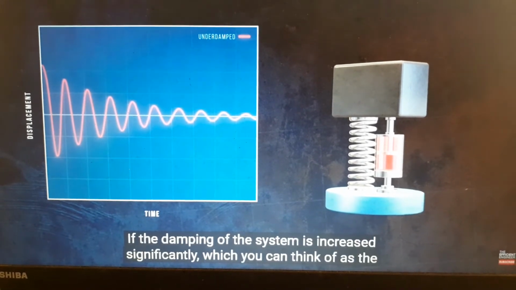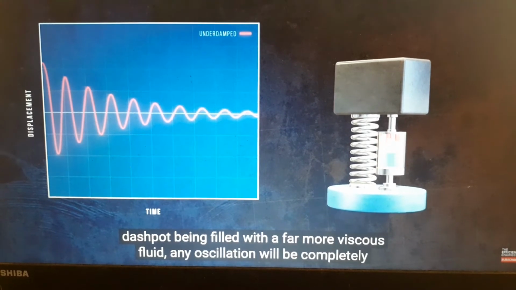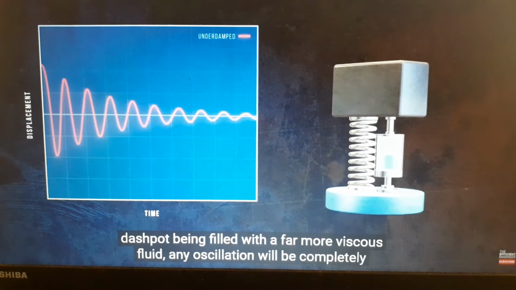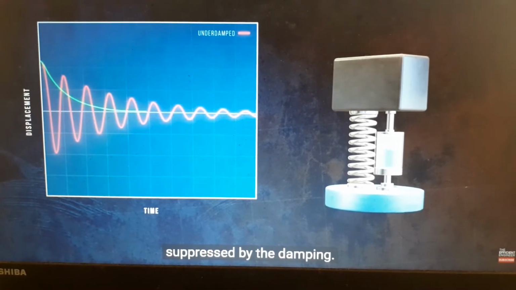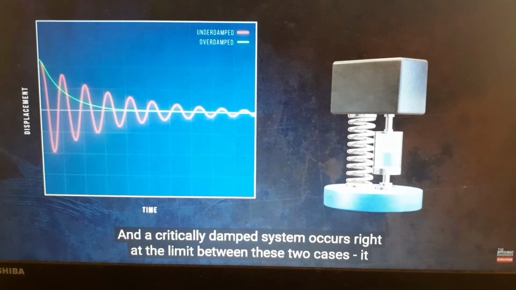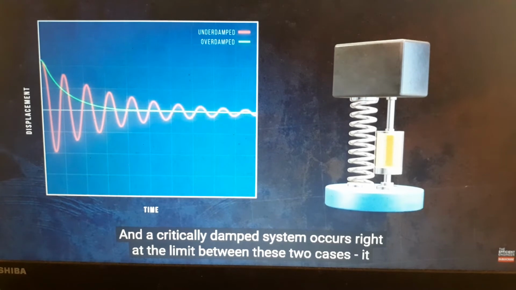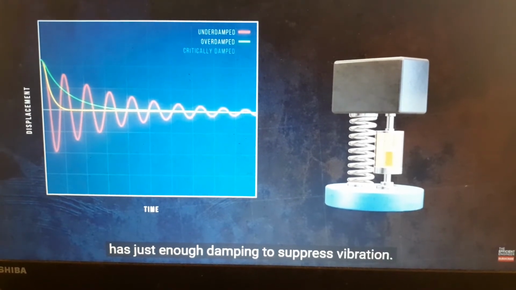If the damping of the system is increased significantly, which you can think of as the dashpot being filled with a far more viscous fluid, any oscillation will be completely suppressed by the damping. This is called an overdamped system. And a critically damped system occurs right at the limit between these two cases. It is just enough damping to suppress vibration.